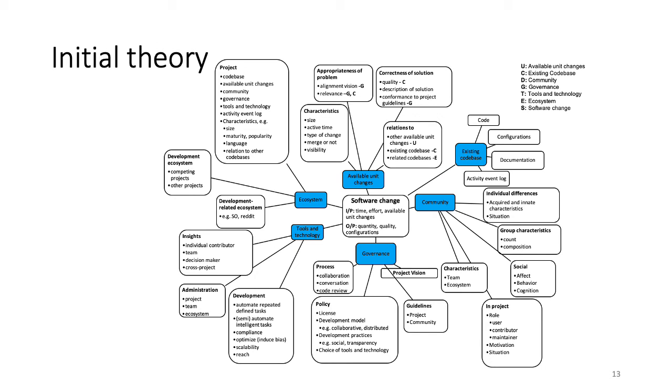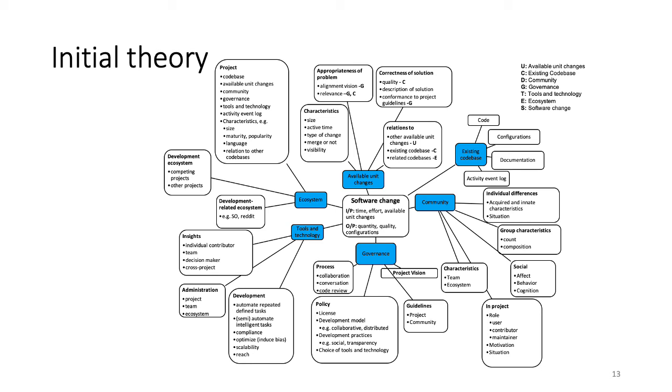So this is our initial theory, which explains software change in terms of 6 entities. And these entities are the unit change. So unit change, in simpler terms, you can refer to as pull request or patches. But what we mean is the one change that a developer is proposing for inclusion into the existing base. And as obvious, we have an existing code base for which these changes are proposed.